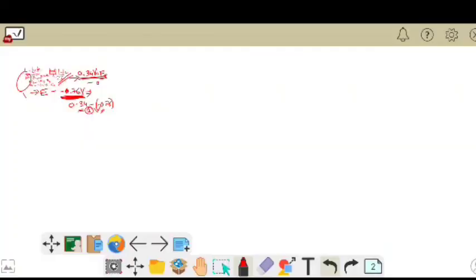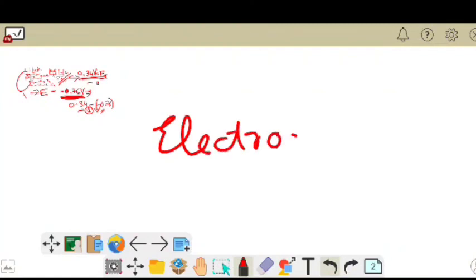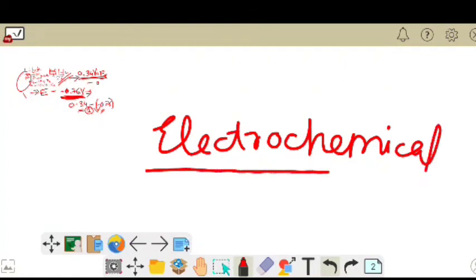This much for today, and in the next class we will learn about the electrochemical series. You have a little bit of idea about this, but again we need to go into details, how it works in electrochemistry and what the importance of it is. So this will be covered in the next class. Thank you.